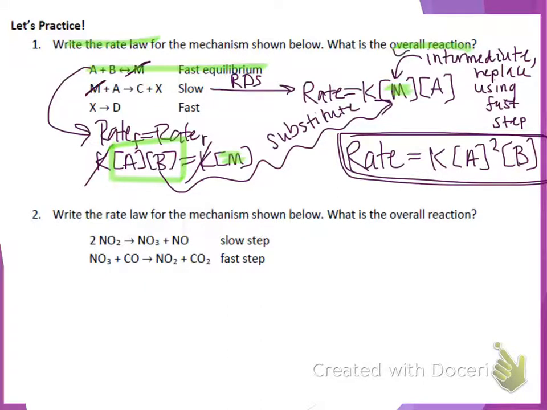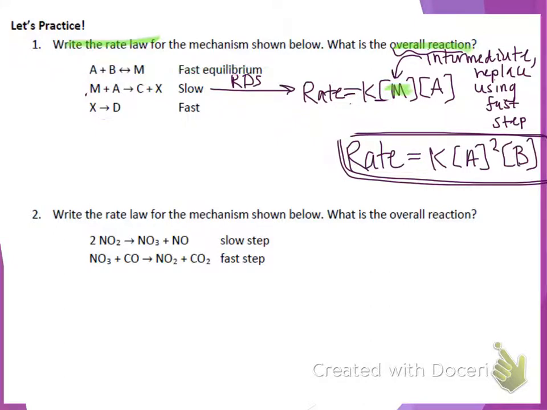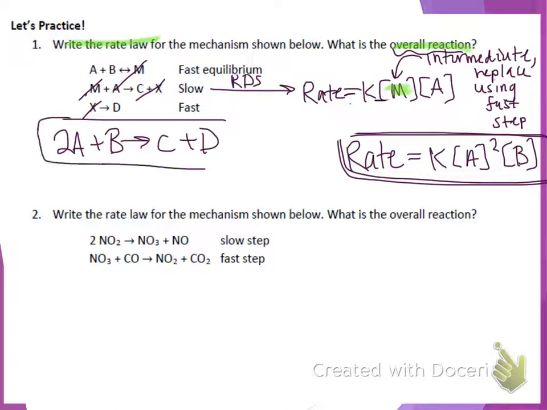We still need to find our overall reaction. To find that overall reaction, we need to add up all our steps. M and X are both intermediates. We're left with 2AB yielding CD. So this is our overall reaction, which our rate law happens to match the coefficients of. Be careful on that though, because that will not always be the case, but it happens to be in this one. In number 2, again, we wanted to write the rate law for the mechanism and find our overall reaction.